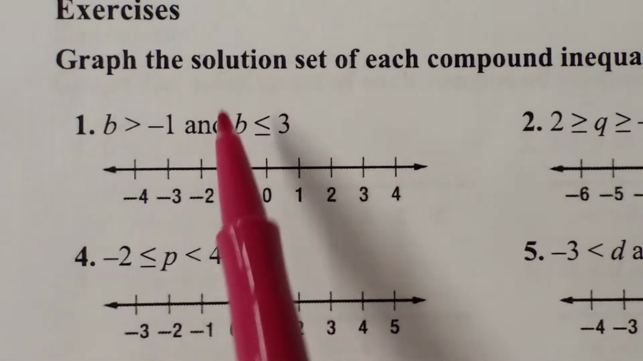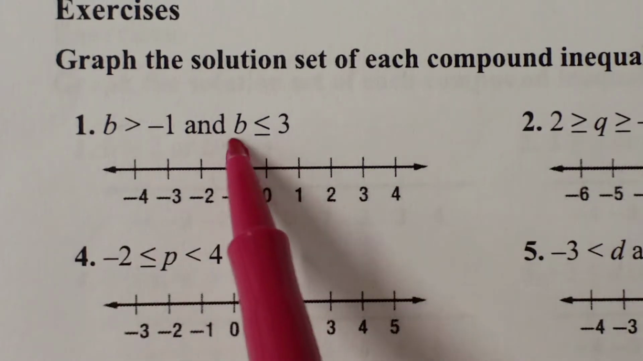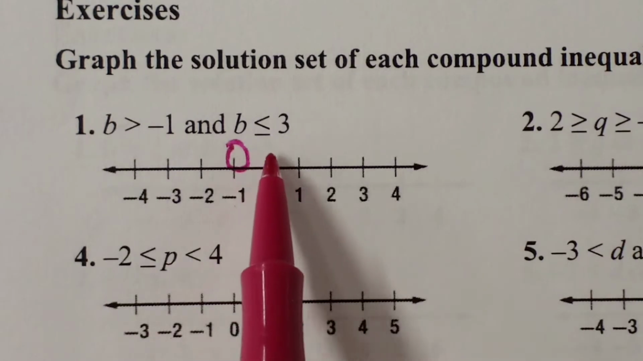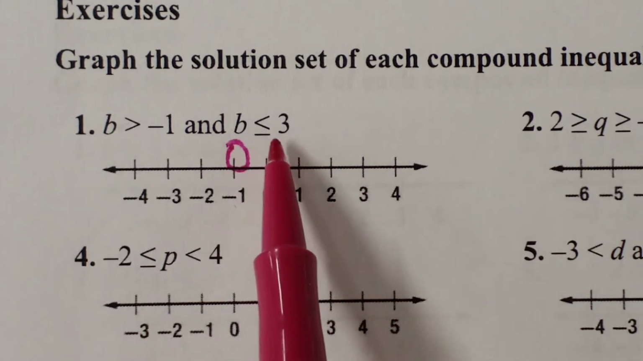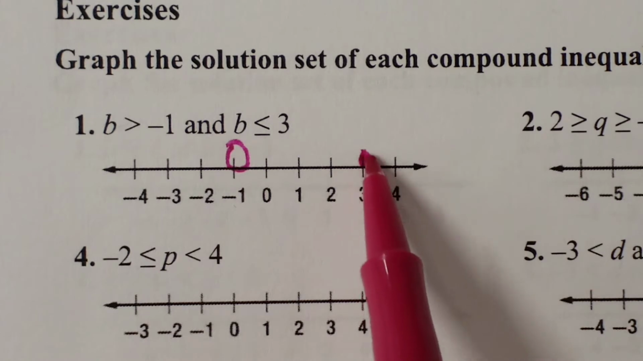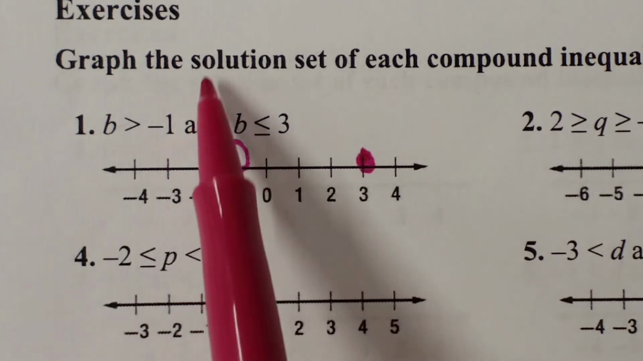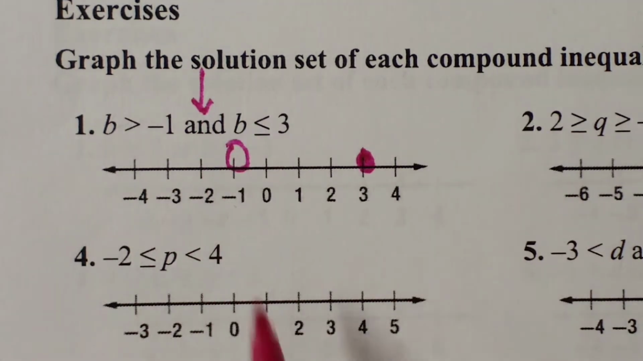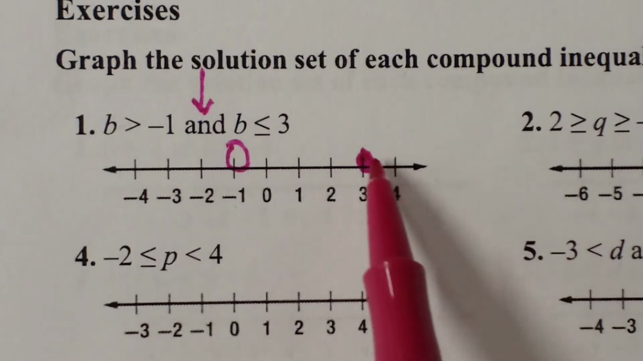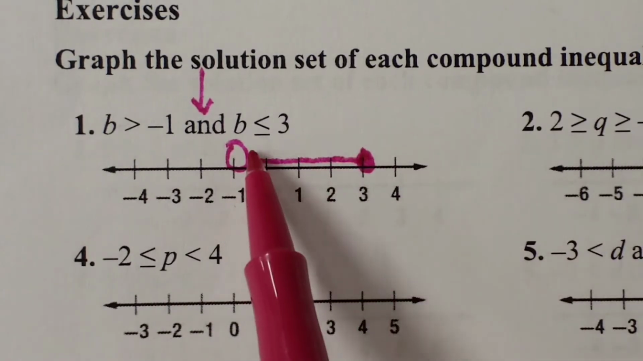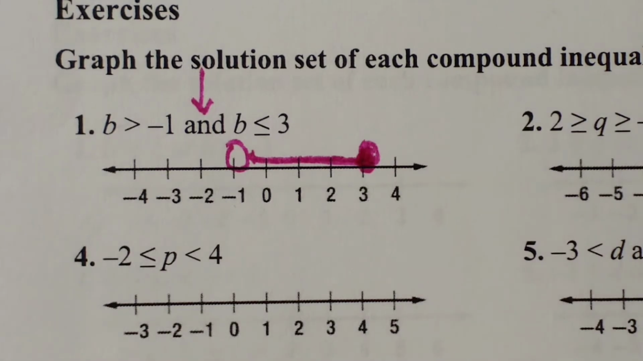b is greater than -1. So I have an open circle on -1, and I know greater than means my arrow is going to go this way. But before I draw that arrow, look at this. b is less than or equal to 3. So I'm going to have a closed circle on 3. And less than means it goes this way. So if I'm looking for numbers that are greater than -1 and smaller than 3, I'm looking for all of those numbers in between. So that would be my solutions.